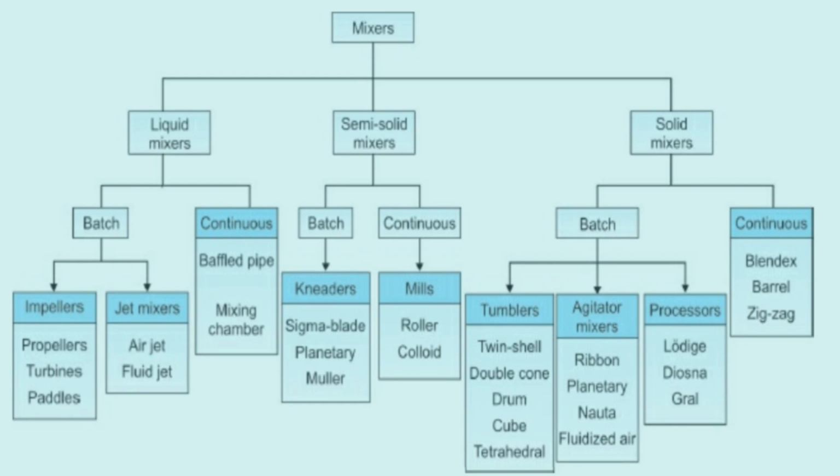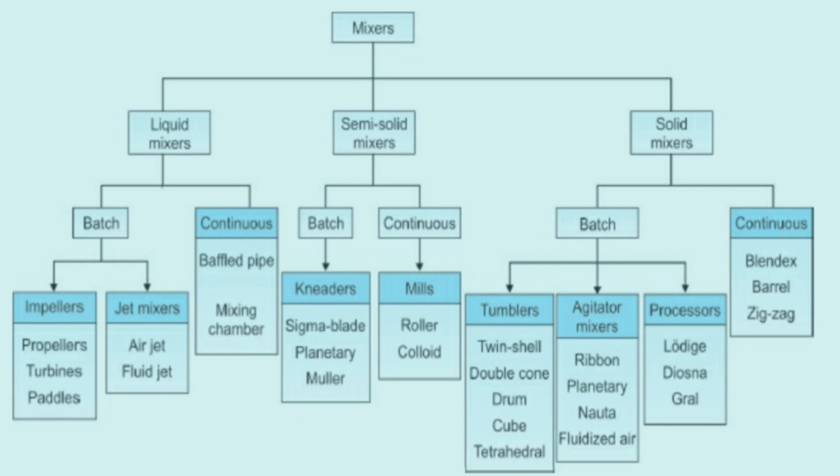Moving to the next one, that is solid mixers. For mixing of solids, again the batch can be categorized into three types. The first is tumblers like twin shell, double cone, drum, cube, tetrahedral, etc. In these, the containers rotate to mix powder through tumbling.